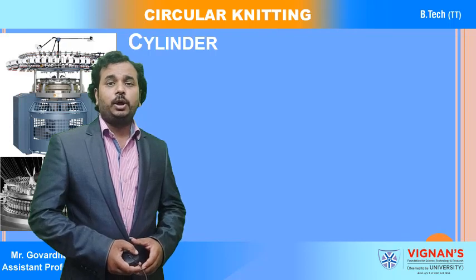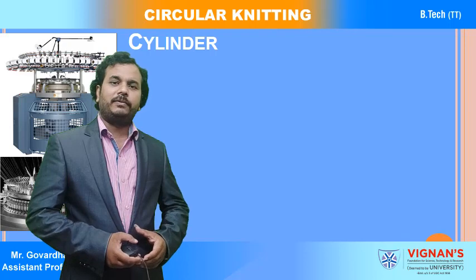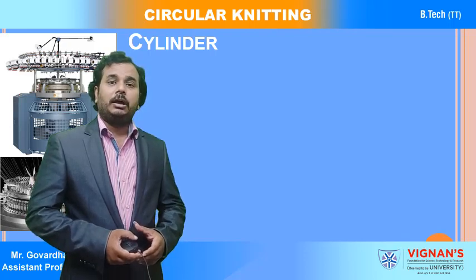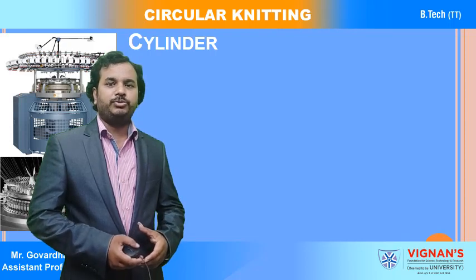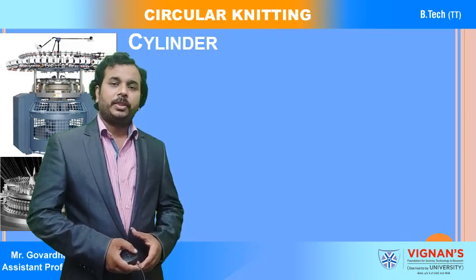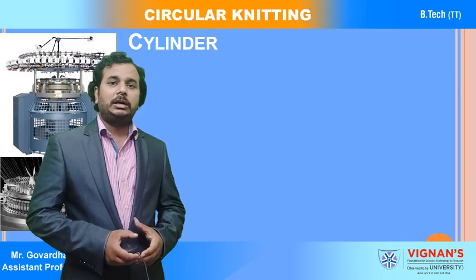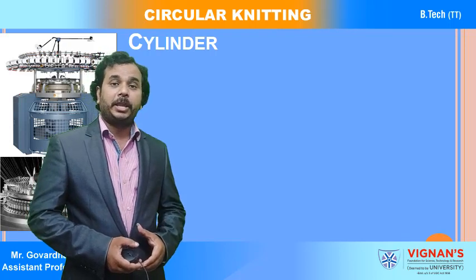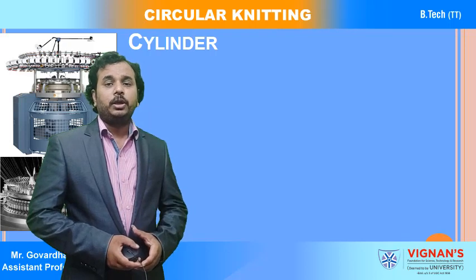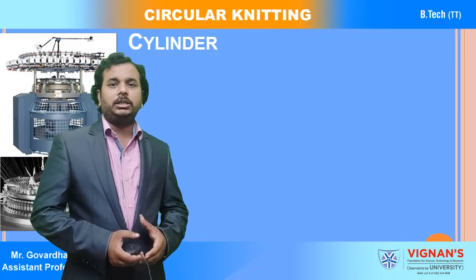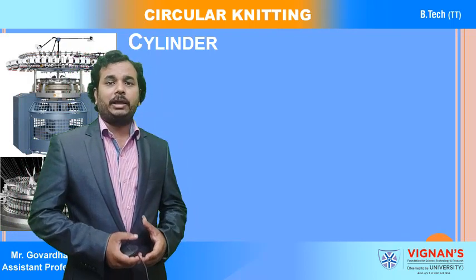So let us start with the first main component in the case of double bed circular knitting machines. As we have seen in the previous sessions, circular knitting machines are classified as per the number of beds we are using. So specifically in this session, we are discussing the different components present in double bed circular weft knitting machines.